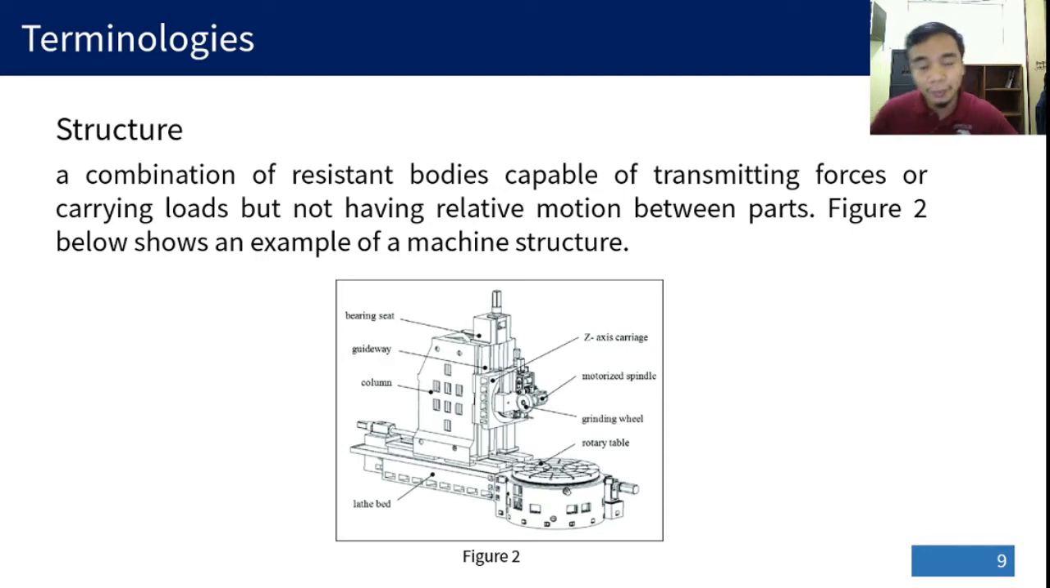A structure is also a combination of resistant bodies. It is capable of transmitting forces or carrying loads, but no motion occurs. Okay? So the advantage of a machine is that it can transmit force and convert it into another form of energy. A structure receives forces through resistant bodies, but there is no relative motion. What is an example of a structure? For example, in a vehicle, the non-moving parts, such as the chassis, are an example of a structure.